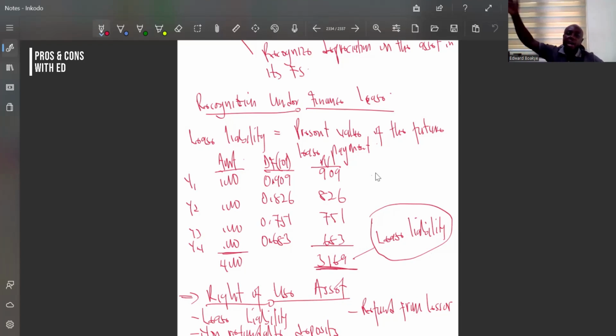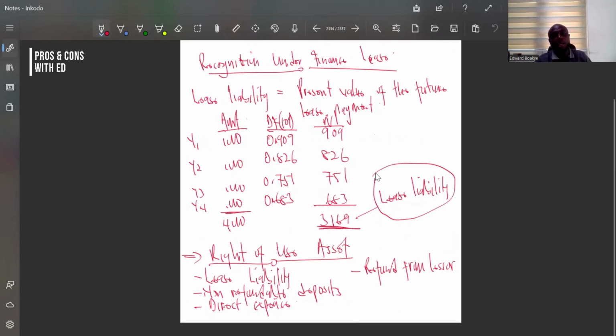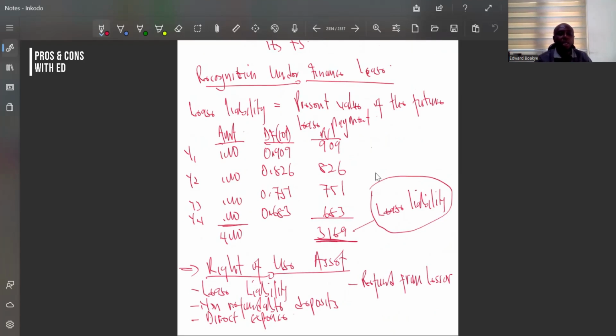But if it is paid in arrears, then it simply means that we've not made any payment. So we can bring everything to the present. Then we get the lease liability. And we said it is the lessee who also recognizes an asset as well, and the name of this asset is a right of use asset.